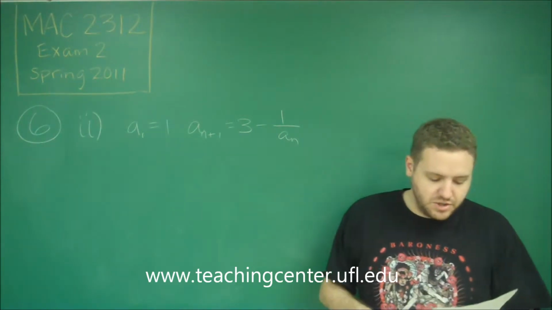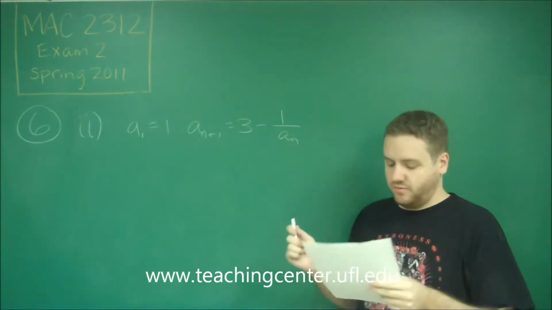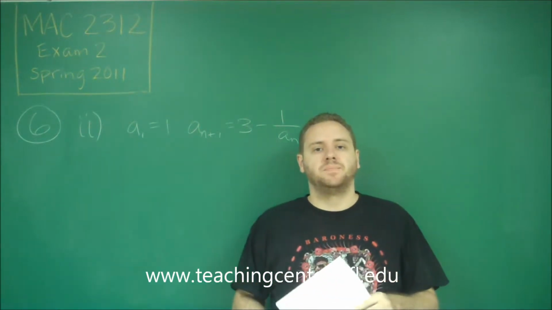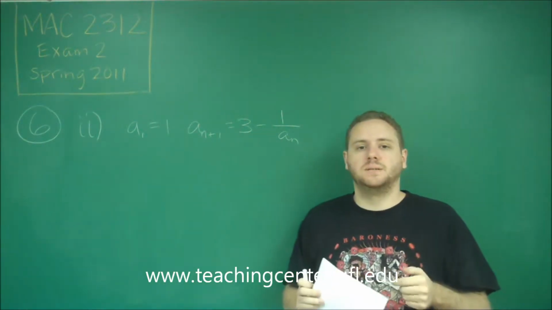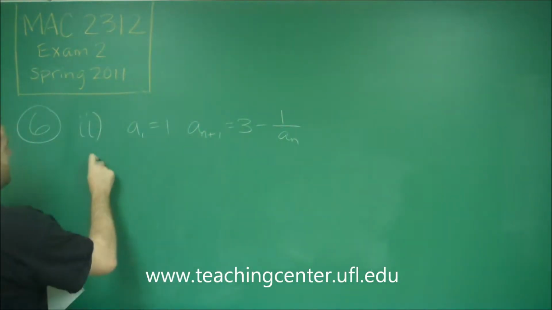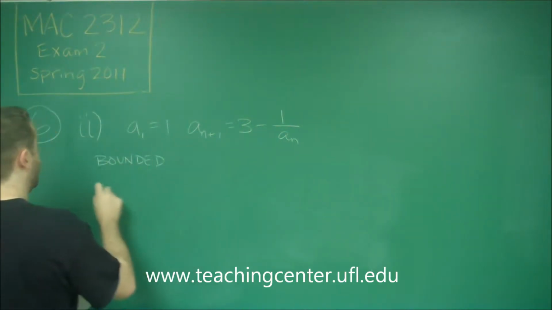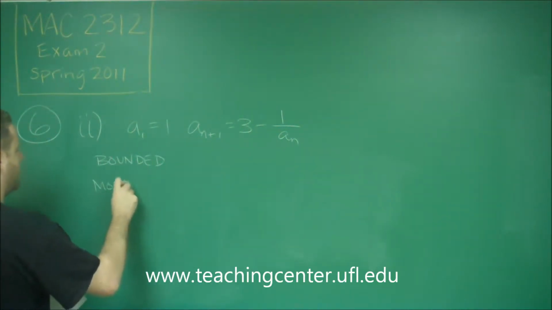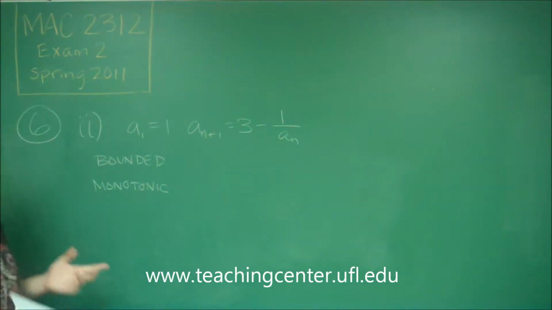Okay, so for number 2, we just need to state the theorem used to deduce that our sequence is convergent and find its limit. So you have a theorem in your book that says every bounded monotonic sequence is convergent. So we need two conditions. We need bounded and we need monotonic. So remember what these two terms mean.